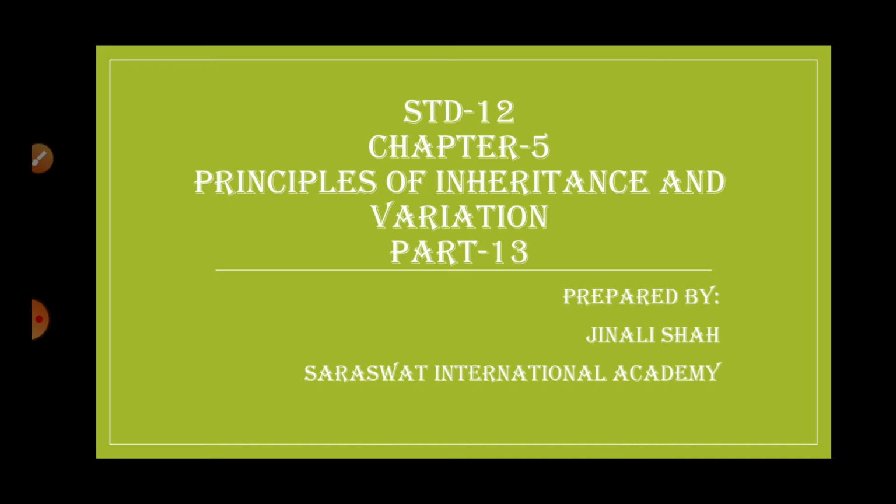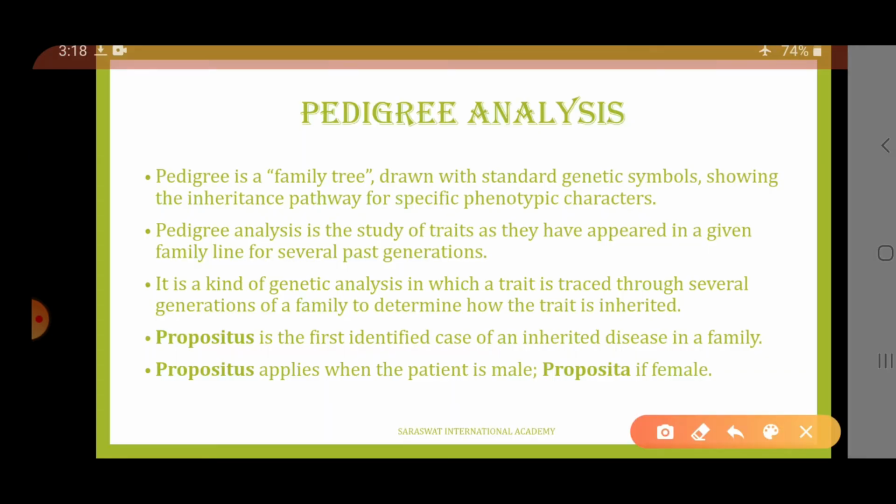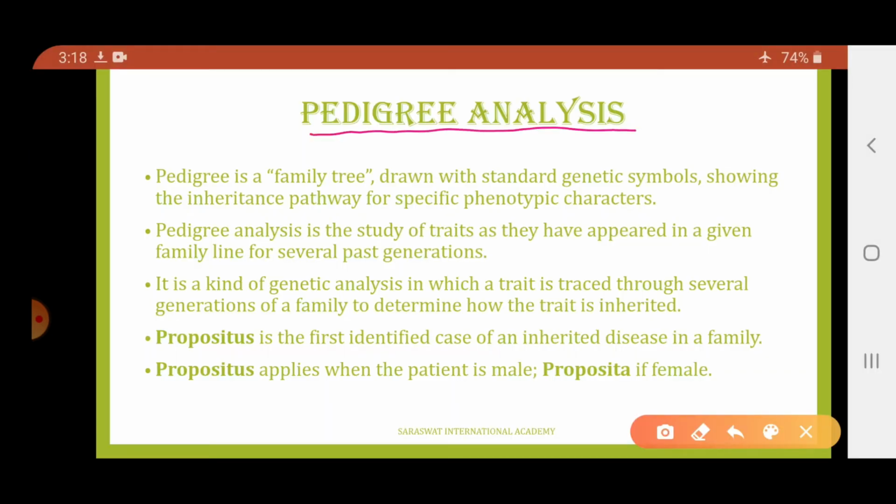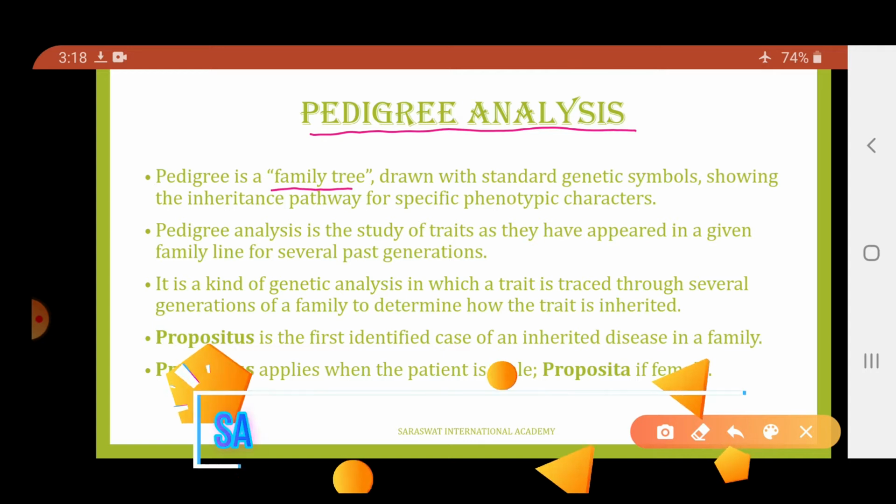Today we will begin with the last part of the chapter, Principles of Inheritance and Variation. Students, in the last lecture we have studied the various types of mutations. Today we will begin with the topic pedigree analysis. So basically, in simple layman terms, what is a pedigree? Basically it is a family tree.